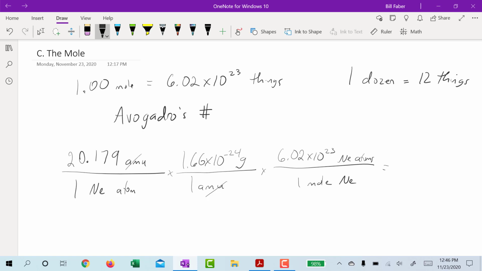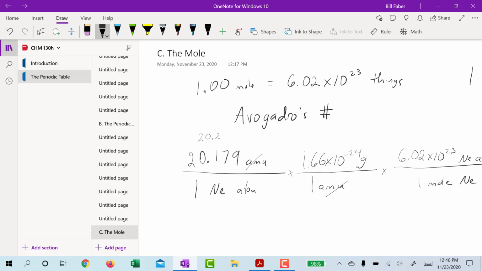And really this is meant to be, and I'm going to have to truncate my significant figures, you know that this is going to end up being 20.2 with significant figures in the end. When I solve this, if I multiply 20.179 times 1.66 times 10 to the negative 24th times Avogadro's number, I get 20.2 grams of neon for every 1 mole of neon. Okay, so it's not a mistake that these two numbers, depending on what unit we put on them, are the same exact number.